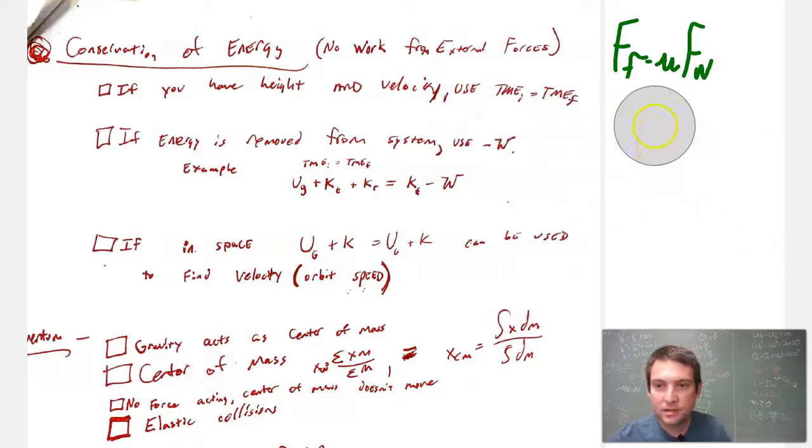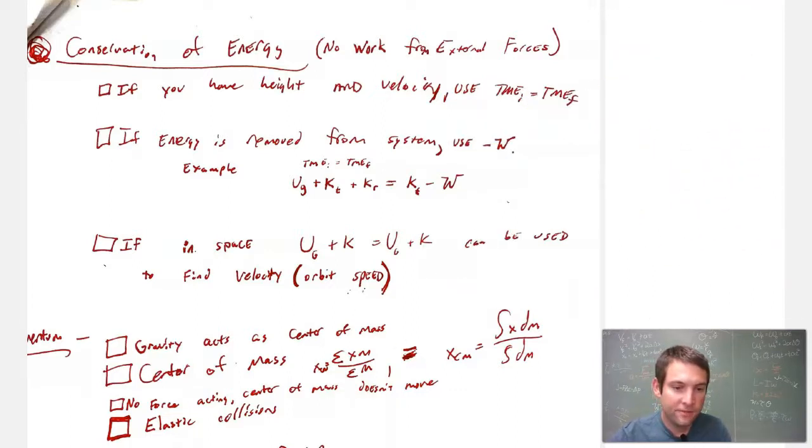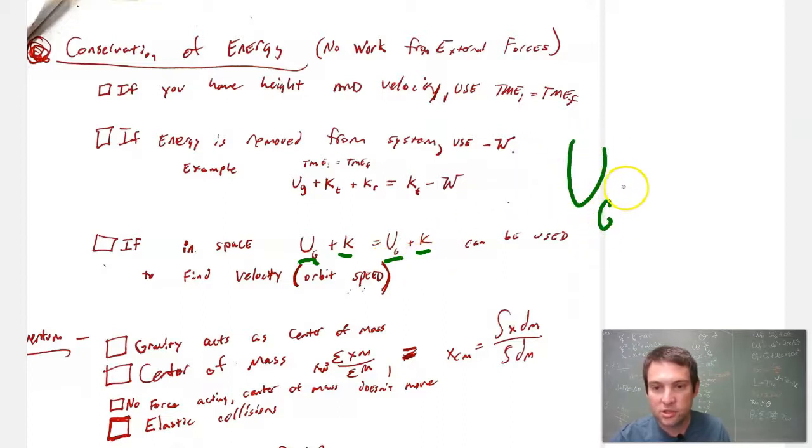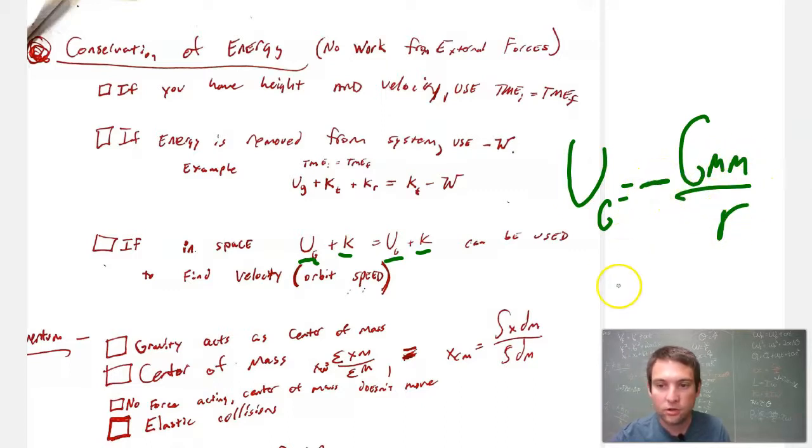If you're in space and you need to find an orbital velocity, you would set your big G gravitational potential energy plus your kinetic energy in the beginning equal to your big G gravitational potential energy plus your K in the end. Remember, gravitational potential energy, big G, equals negative G M m over R. Not R squared, just over R.